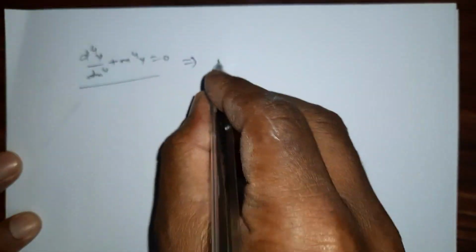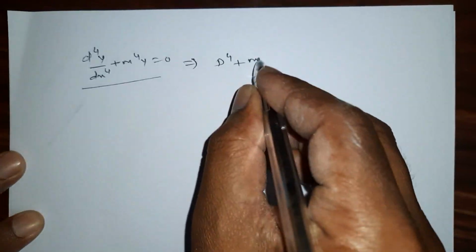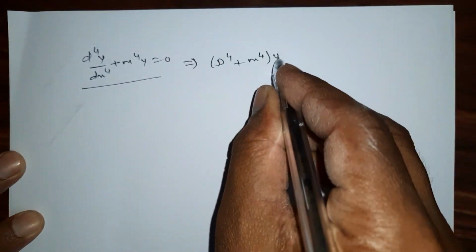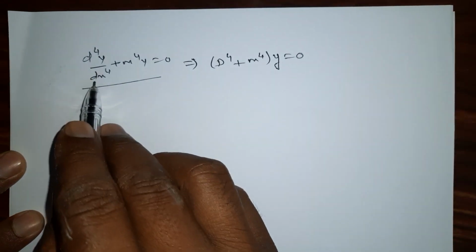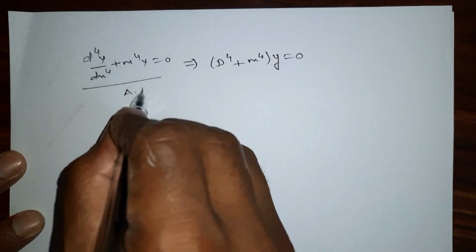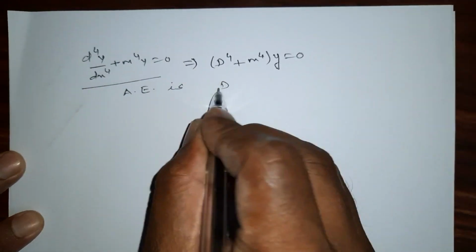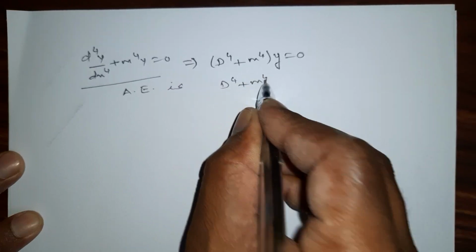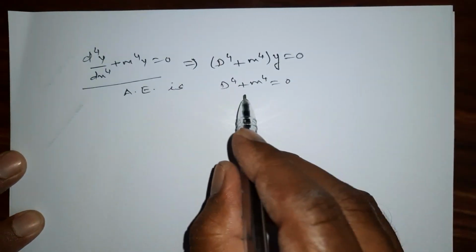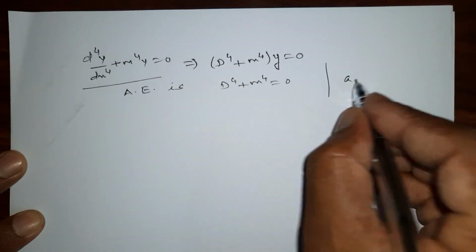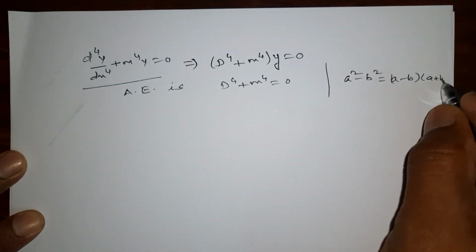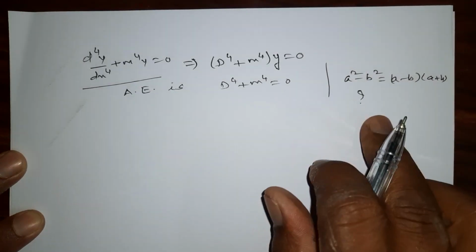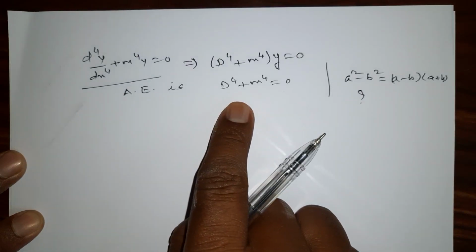We can write this problem as d raised to 4 plus m raised to 4 operating on y is equal to 0. Here I take capital D equal to d by dx. So the auxiliary equation is d raised to 4 plus m raised to 4 is equal to 0. Now the plus sign is there, so we can't use the formula a square minus b square is equal to a minus b, a plus b.